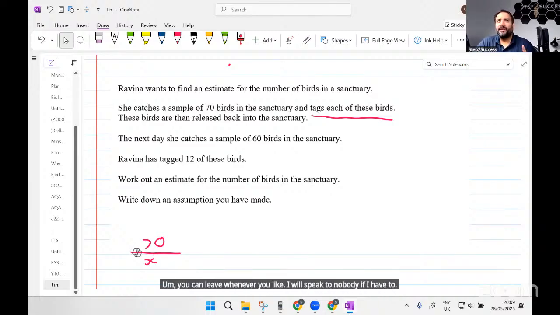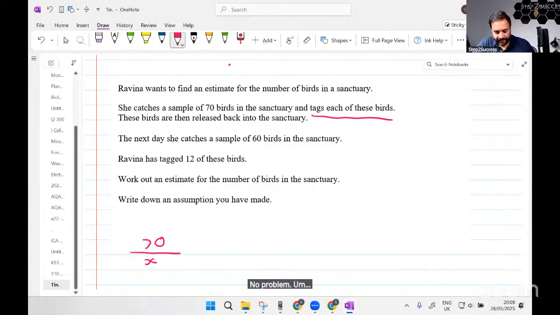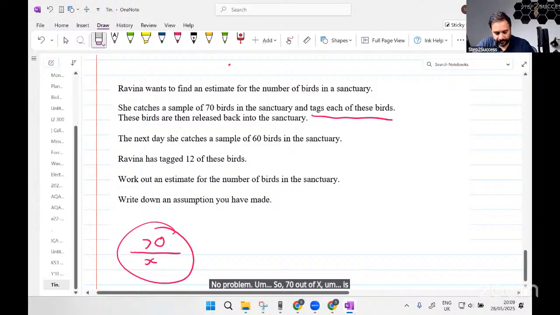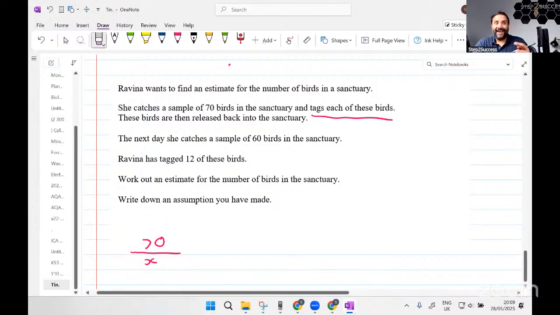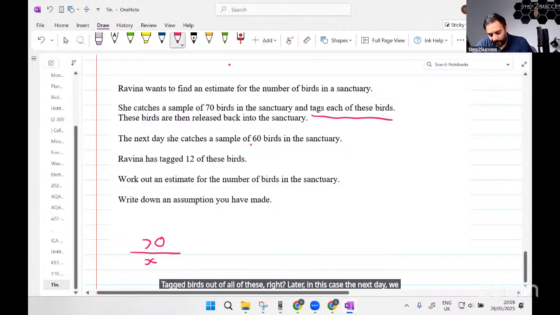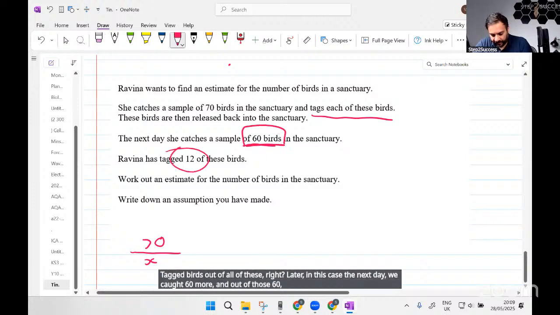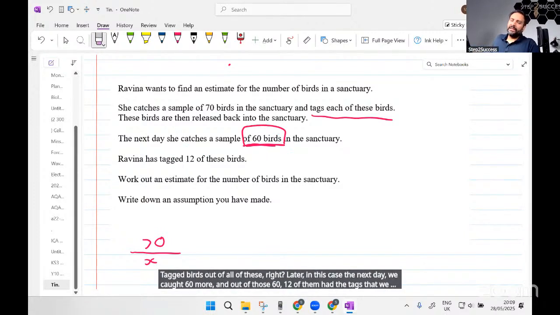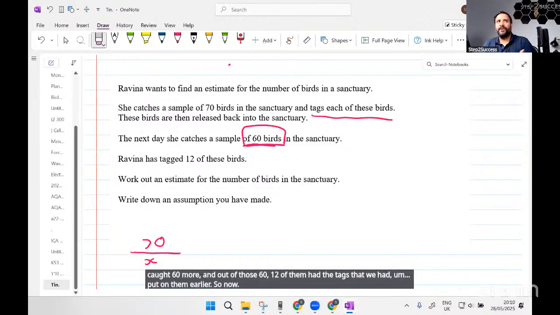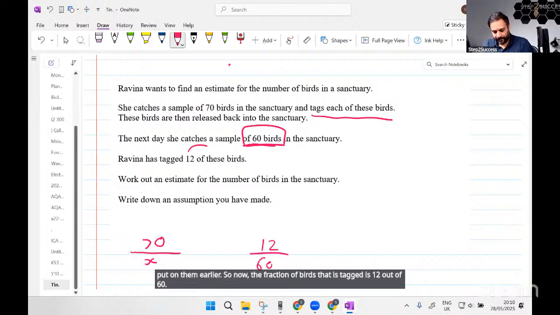No problem. So 70 out of x is the fraction of tagged birds out of all of these, right? Later, in this case the next day, we caught 60 more, and out of those 60, 12 of them had the tags that we had put on them earlier. So now the fraction of birds that is tagged is 12 out of 60, right? 12 out of 60 is tagged.